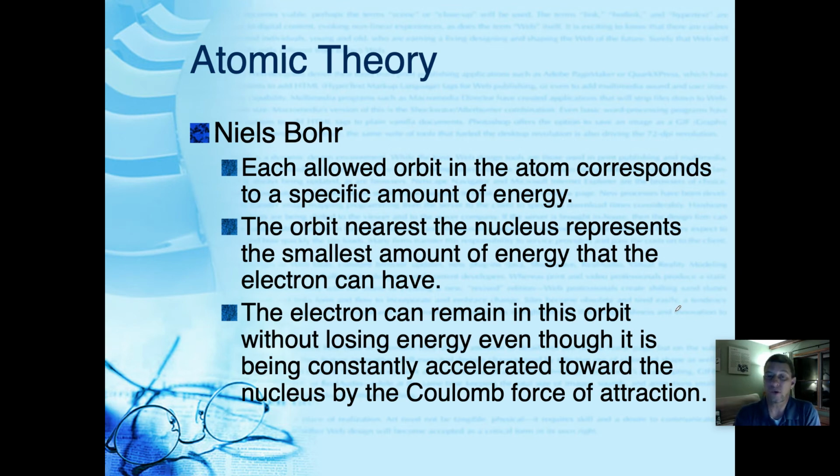Now, the electron remains in whatever orbit it happens to be in without losing any energy, even though it's got a centripetal acceleration, right? It's moving in a relatively circular path around a nucleus. And a centripetal acceleration means that there's a centripetal force, which is pulling it toward the center, the nucleus in this case. However, because it has so much kinetic energy, and there's this tangential velocity associated with the movement of an electron, it continues to orbit around and around and around without ever crashing into the nucleus itself.